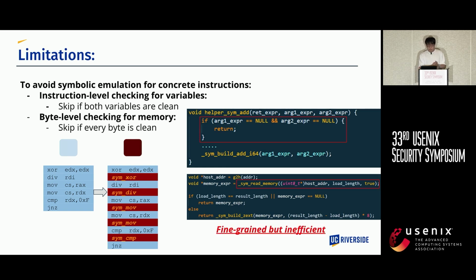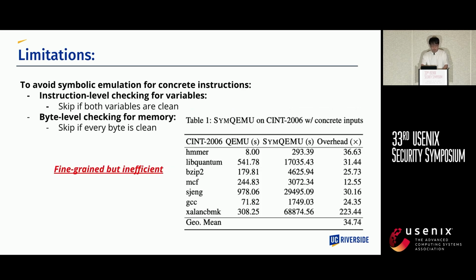Such a strategy is fine-grained in terms of checking symbolic instructions and avoids unnecessary emulation. But it's very inefficient because it has to pay the overhead of a function call and also of accessing the shadow variable and the shadow memory. As you can see from our evaluation results, SymQEMU can have an average of 34 times slowdown compared to the vanilla QEMU, and this is in the setting where all the inputs are concrete.